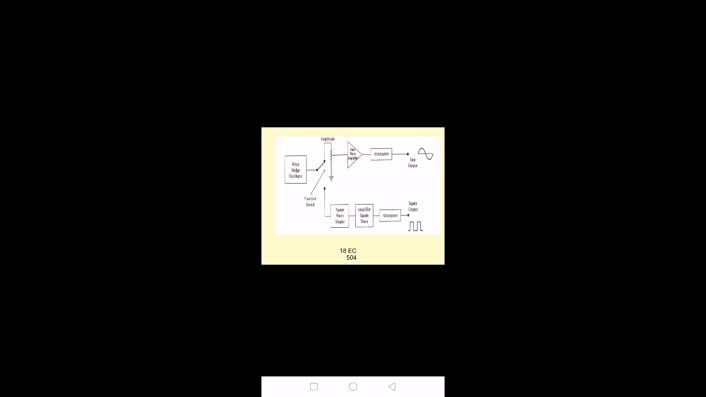So this is the block diagram of the AFO oscillator of sine and square wave. Here, the main block, or you can call the heart of this AF oscillator, is the Wien bridge oscillator. So we are using the Wien bridge oscillator, as it is best suited for the audio frequency range.